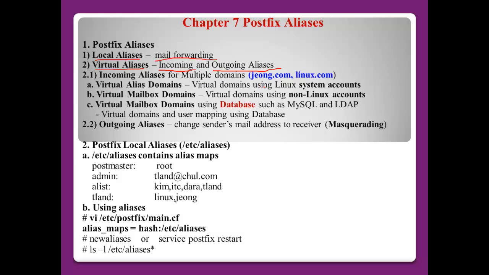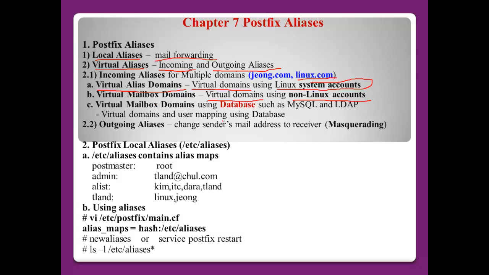For the testing, I already configured two virtual domains, john.com and linux.com. So before you test the aliases, please set up these virtual domains using a DNS server. First one, virtual alias domains: it means Postfix can support virtual domains using Linux system accounts. And virtual mailbox domains means Postfix supports virtual domains using non-Linux accounts.